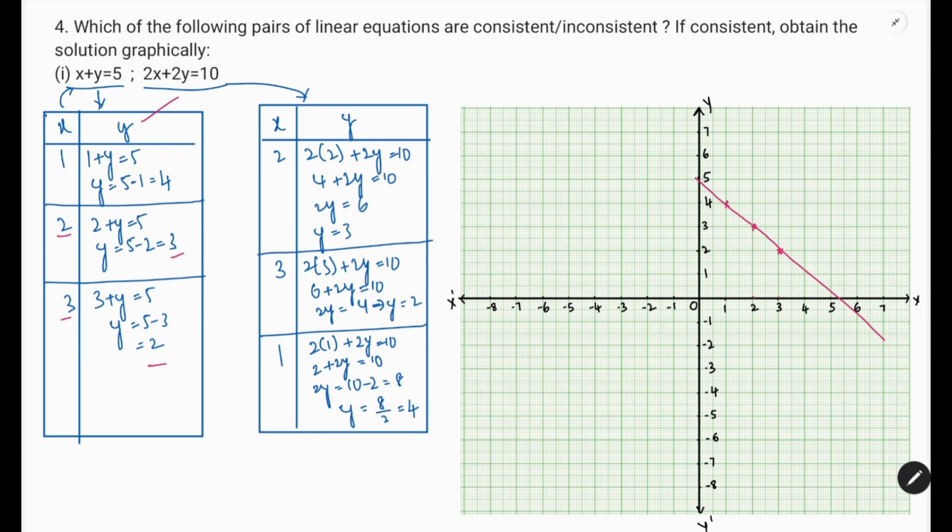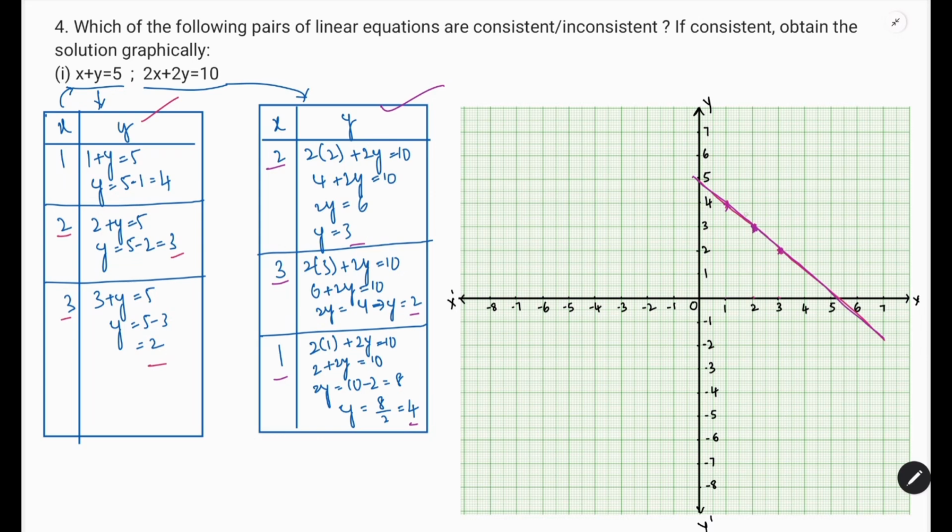Now we will represent the second equation. Okay, if x is 2, y is 3. See, the same point. Okay, if x is 3, y is 2. Again the same point. If x is 1, y is 4. Again the same point. Okay, here if we join these points, we get the same line.